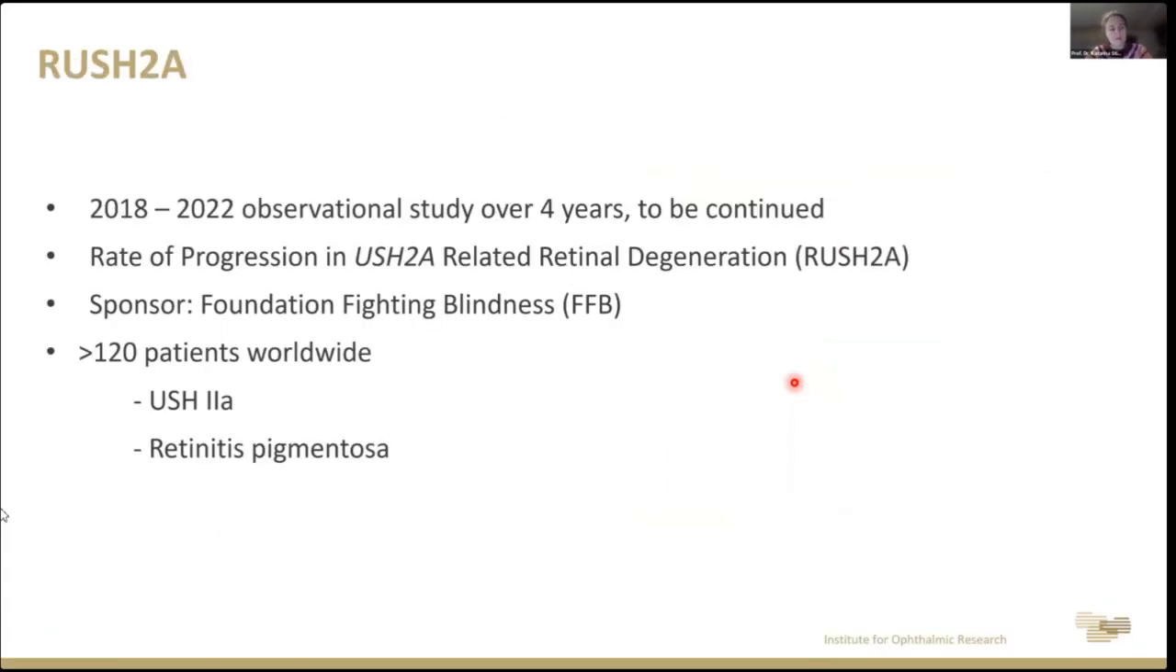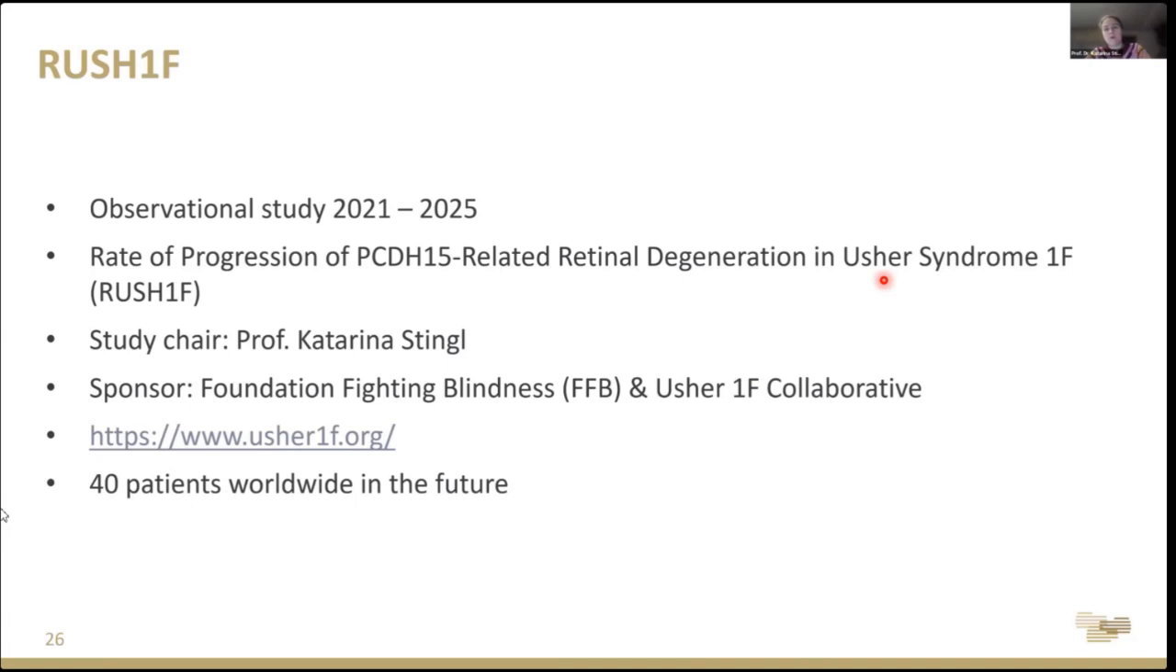Currently, we have also several more observational trials I would like to mention. Two of them are sponsored by Foundation Fighting Blindness in the United States, and it's an international and multicentric trial where our site in Tübingen has also participated. It ended already in 2022, but it was decided to be continued, and we included more than 120 patients worldwide with USH2A related retinal degenerations. There have been some publications showing valuable observations, but due to time I will not go into details.